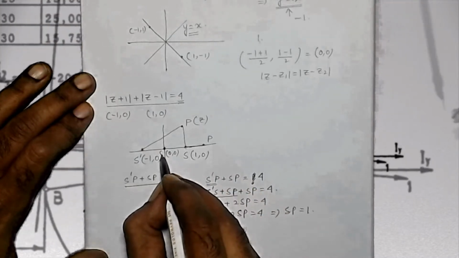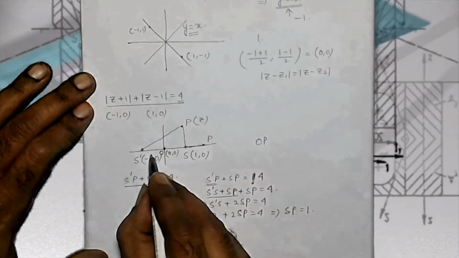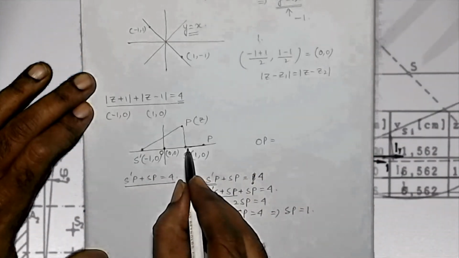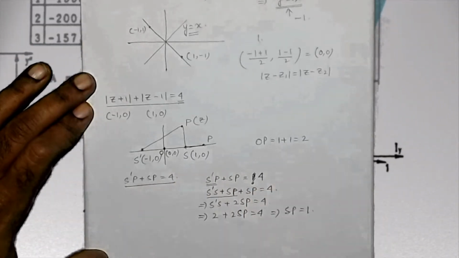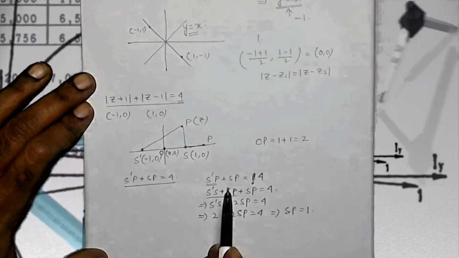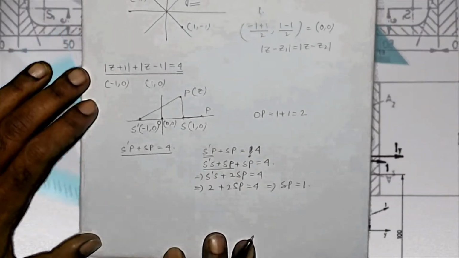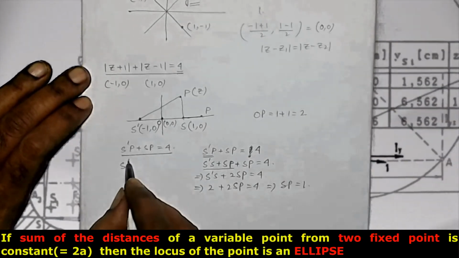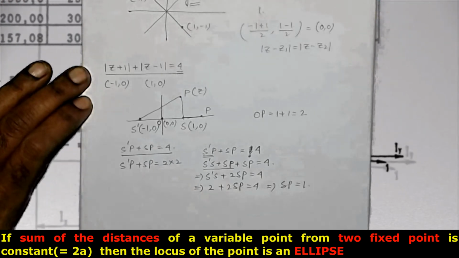Now, tell me, if this is the origin O, then what is OP? In this case, what is OP? OP is nothing but OS plus SP, which is 1 plus 1, that is 2. So actually the equation given to us is coming in this form, that S dash P plus SP is 2 times 2.